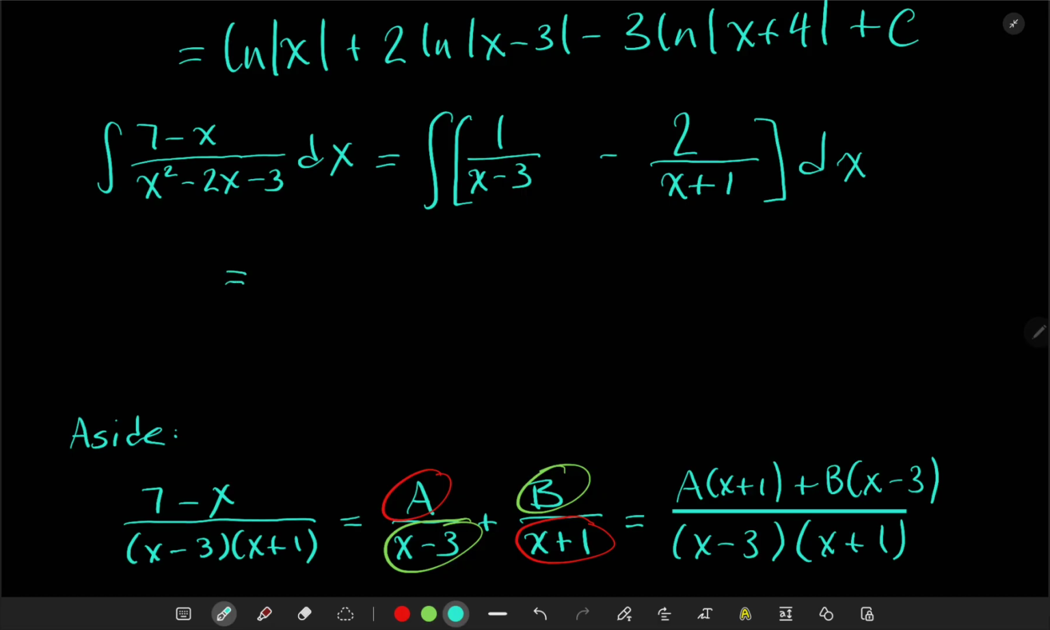Again, remember you're going to be doing a u substitution. U equals x minus 3, and then you get the integral of 1 over u du, which is just going to give you the natural log of the absolute value of x minus 3. And here you're going to do a u substitution. U equals x plus 1. Your du is going to be dx. So you're going to end up having the integral of negative 2 over u du. That's going to be negative 2 natural log of absolute value of u.